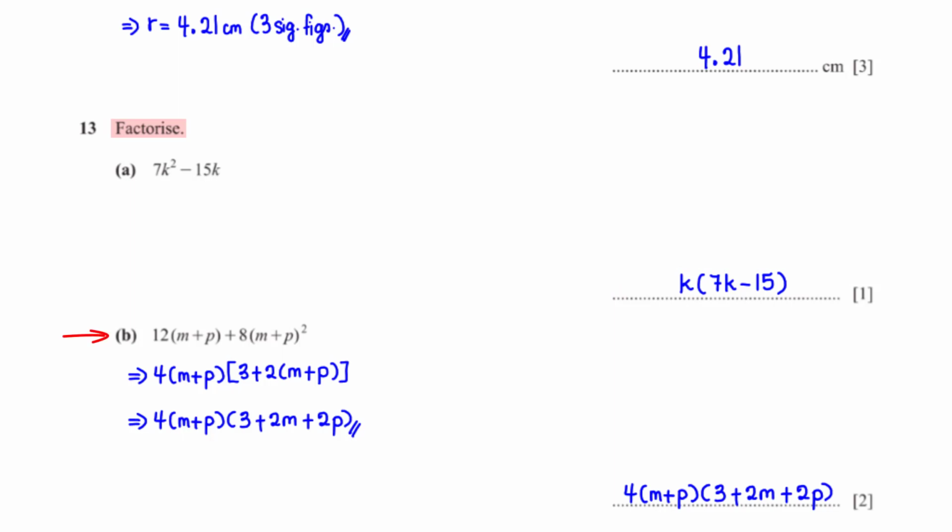Factorize 12 times (m plus p) plus 8 times (m plus p) squared. The terms have a common factor of 4(m plus p). When we factor that out, we are left with 3 plus 2(m plus p). 2 times m is 2m. 2 times p is 2p, so we have 4(m plus p) times (3 plus 2m plus 2p).